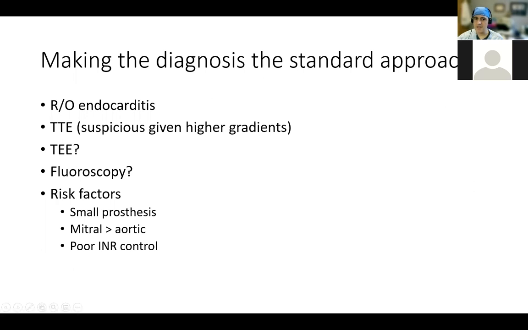And the risk factors that I think are important to always consider are small prosthesis, a little bit higher risk obviously; aortic position is less of a risk than mitral position; and poor INR control, which was not the case here. So there are a few aspects here that suggest that this patient didn't have all the risk factors other than a small prosthesis.